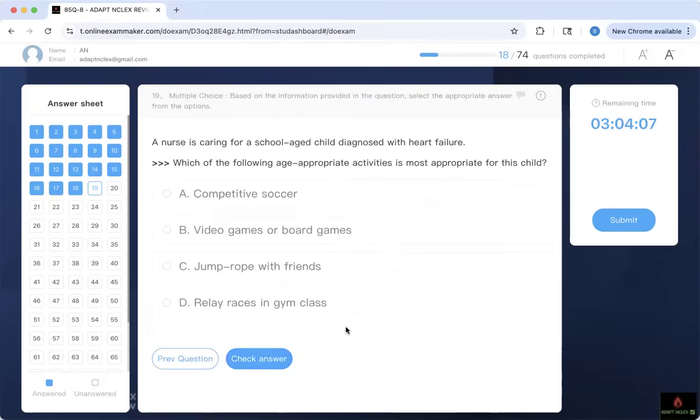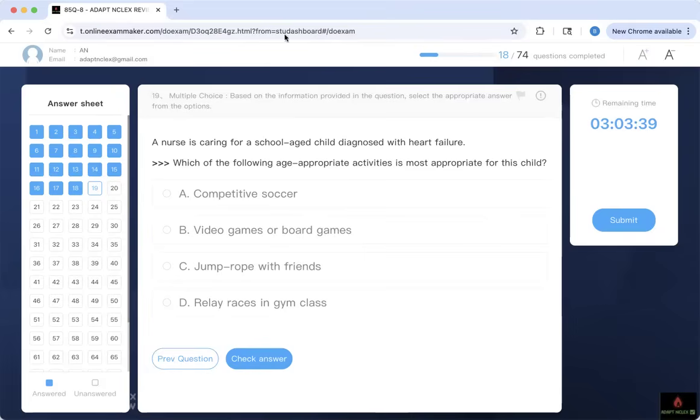Which of the following age-appropriate activities is most appropriate for this child? A nurse is caring for a school-age child diagnosed with heart failure. Competitive soccer, video games or board games, jump rope with friends, relay races in gym class. Which one is appropriate for a school-age child with heart failure?